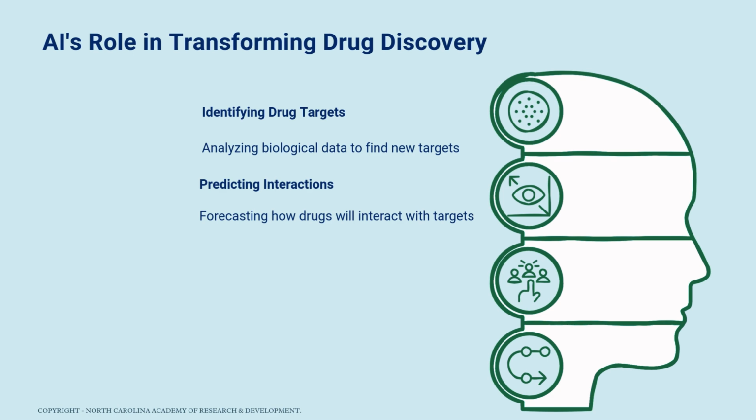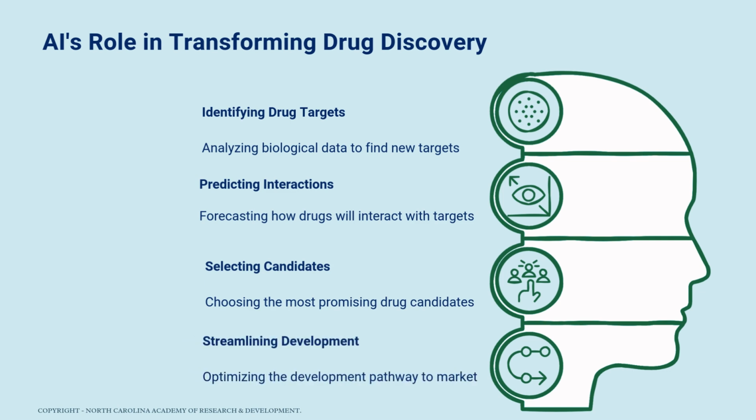Predicting drug-target interactions. Once targets are identified, AI models predict how potential drugs will interact with these targets. This involves forecasting the binding affinity and efficacy of compounds, which aids in selecting the most promising candidates for further development. Selecting drug candidates. AI assists in selecting and optimizing drug candidates by evaluating their potential success rates. By analyzing chemical properties and biological activities, AI helps prioritize compounds that are more likely to be effective and safe.